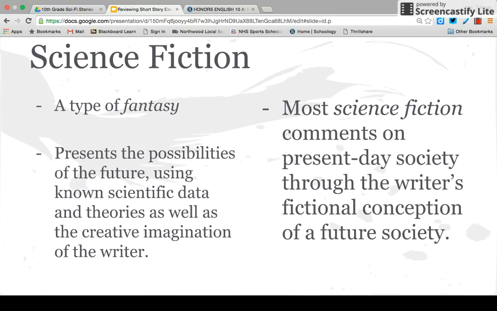Now, what we're going to be talking about more specifically is science fiction, and science fiction is a type of fantasy. So science fiction presents the possibilities of what could happen in the future using known scientific data and theories, as well as using one's imagination. Most science fiction comments on our present day society, what's going on today, through the writer's fictional conception of a future society. So I bet you can already think of some stories that you are familiar with that could be considered science fiction.